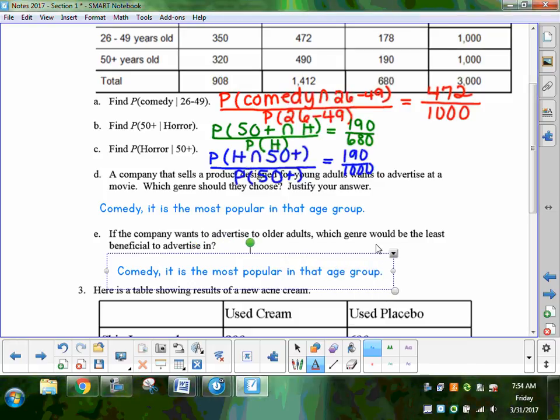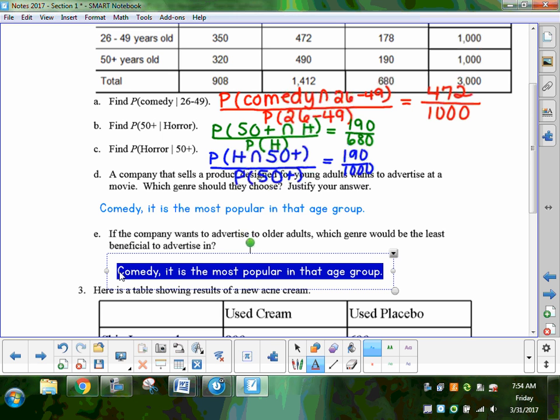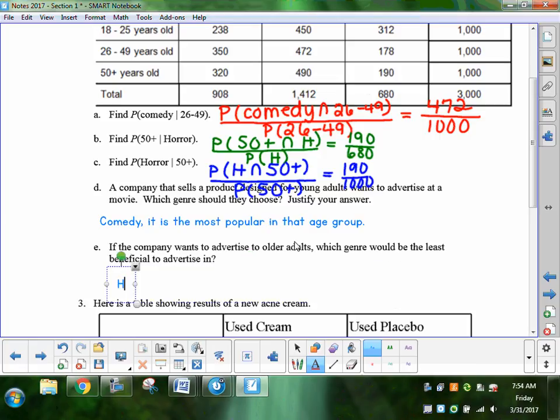I'd agree. Yeah. Oh, least beneficial. I'm sorry. Which one would be the least beneficial then? Questions on that one?